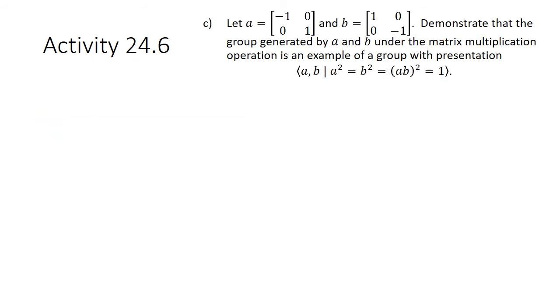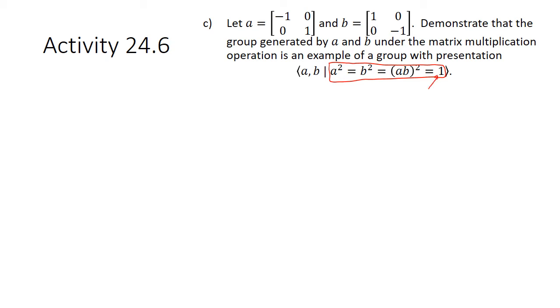Okay, so let's go ahead and look at part C here. So they've given us explicit definitions for what A and B are, and then they want us to demonstrate that the group generated by A and B under the matrix multiplication operation is actually an example of a group with this presentation here. So all we really have to do is verify these equations here, and then it doesn't matter what A and B are, they were never defined in the presentation to begin with.